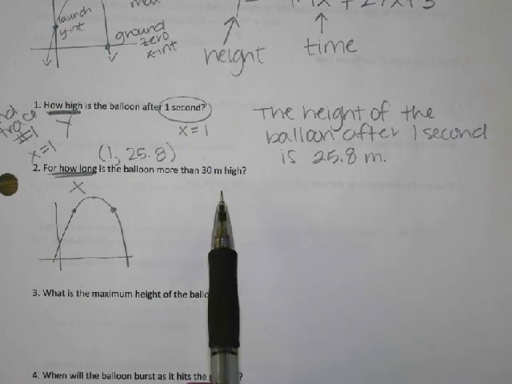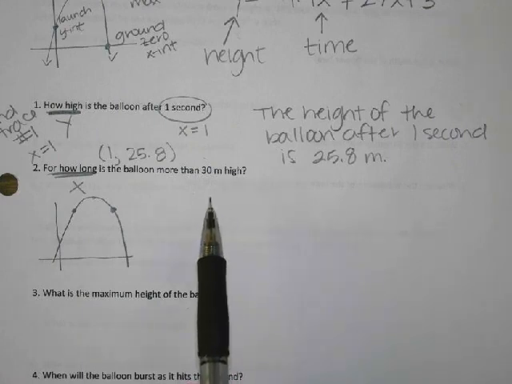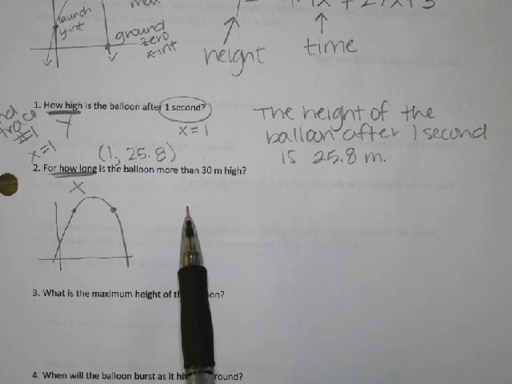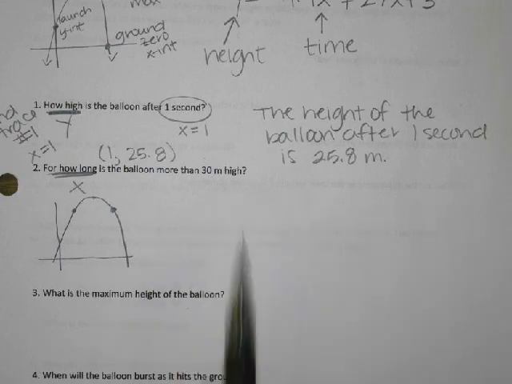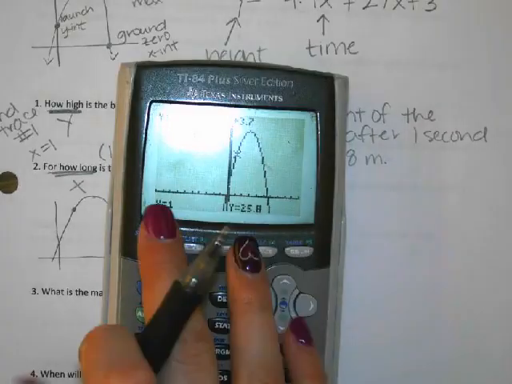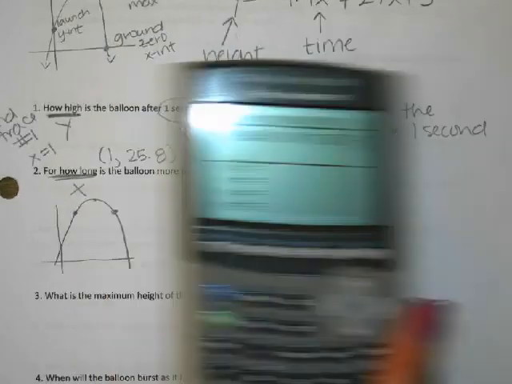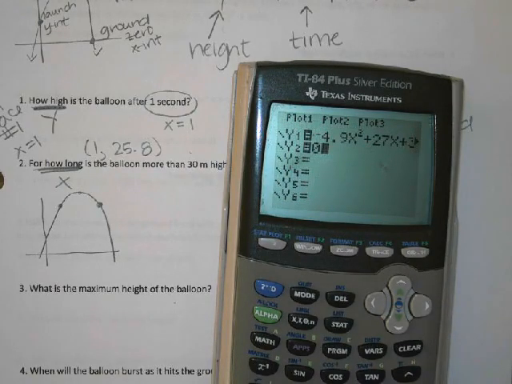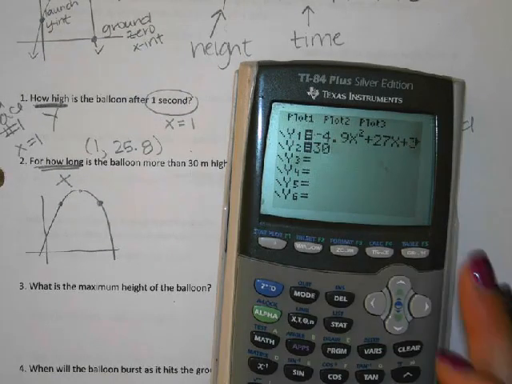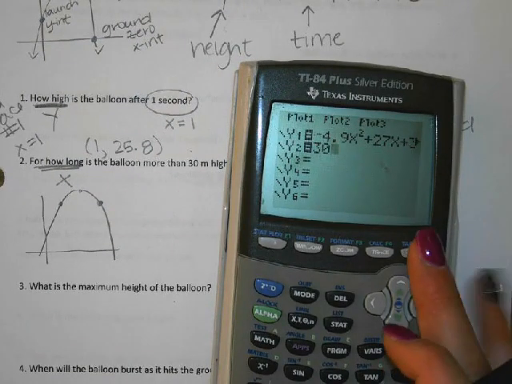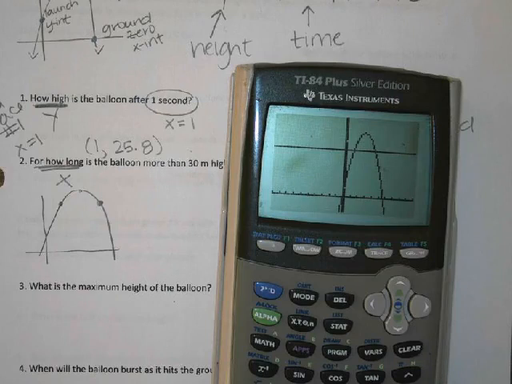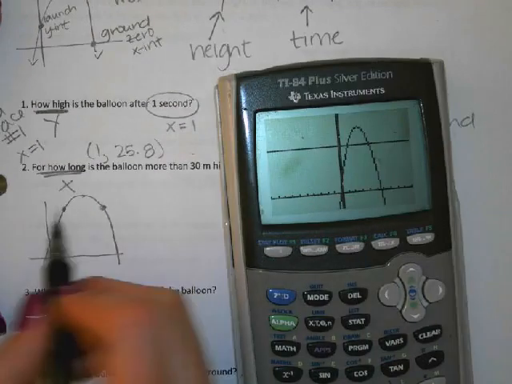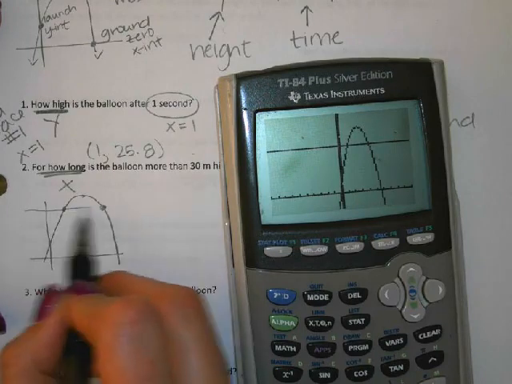Now, if you look at the menu, if you do second trace, there's no item in that menu that allows you to plug in a y value. The place that we plug the y values in is actually where we graph. That's the y equals button. So go ahead and hit y equals. And for y2, we're going to plug in 30. And once you graph it, it adds a horizontal line, and the horizontal line is at a y value of 30.